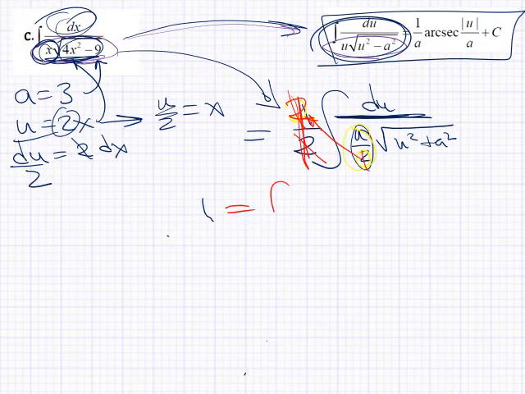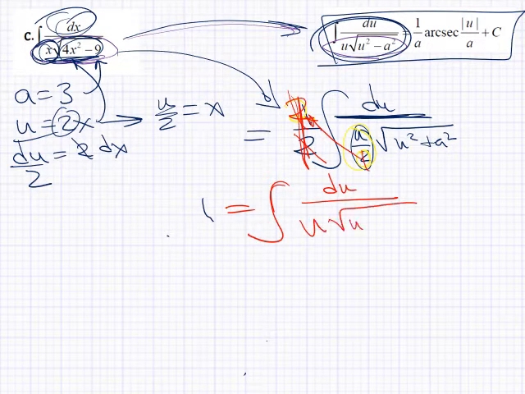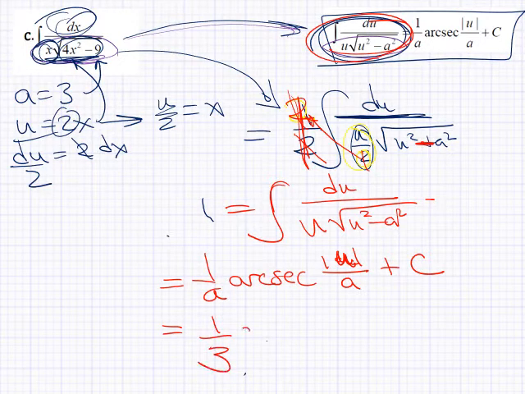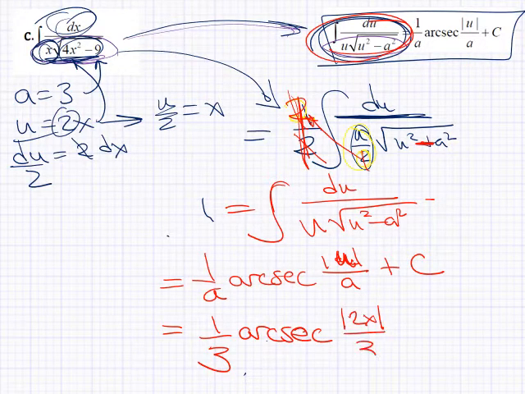So what do I end up with? I end up with du over u square root of u squared minus a squared. I don't know why there's a plus there. This right here should be a minus. And that's exactly what I have here. So my answer should be 1 over a arcsecant of the absolute value of u over a plus c. Again, make sure you know the difference between your u's and your a's. A was 3, so 1/3 arcsecant of the absolute value of 2x over 3 plus c.